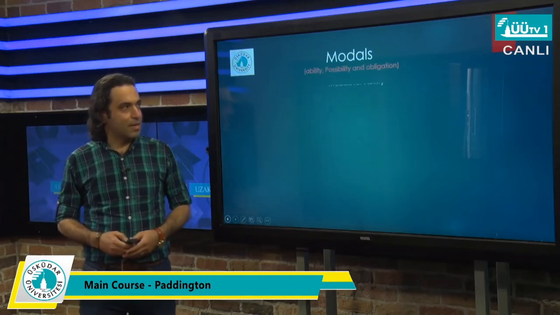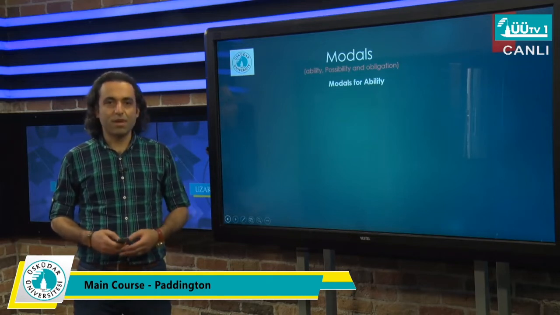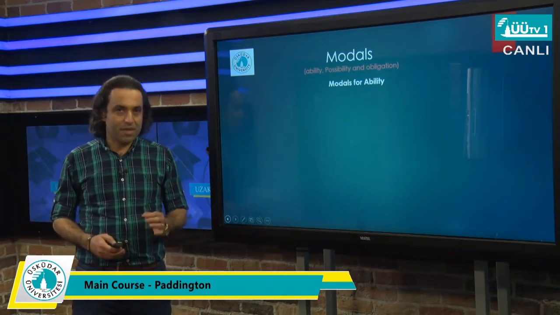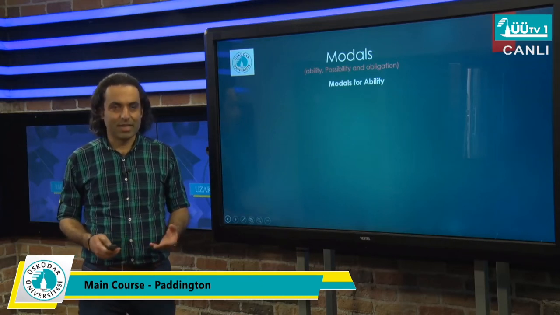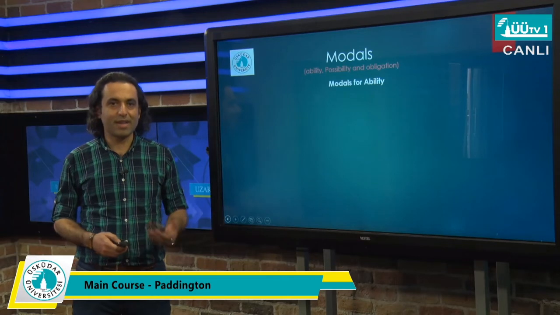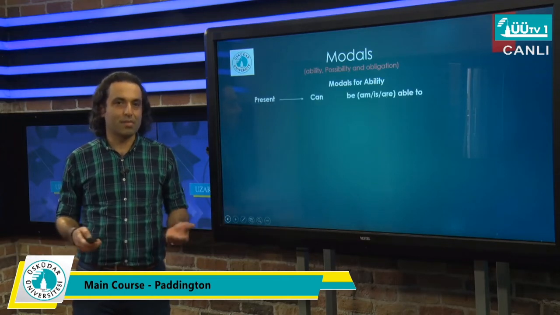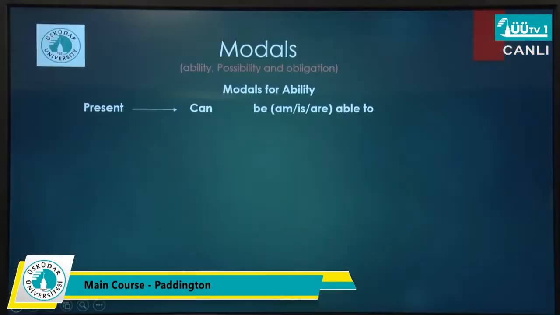Let's start with ability. Normally, when we talk about modals for ability, the first modal that comes to your mind will be can. In present tense, the modal can talks about a general ability that we might have, and as an alternative, we have be able to, which in present refers to am, is, and are. We want to review these two styles with some examples in affirmative, negative, and questions.